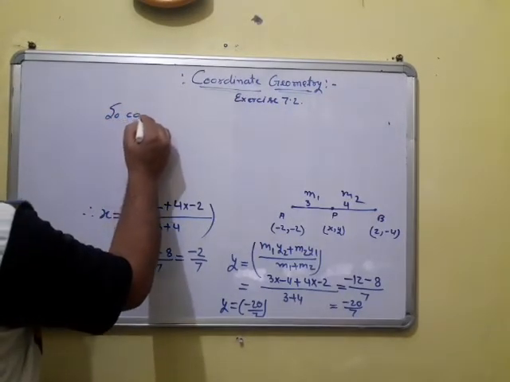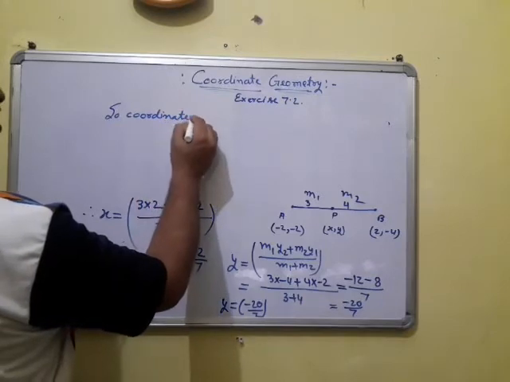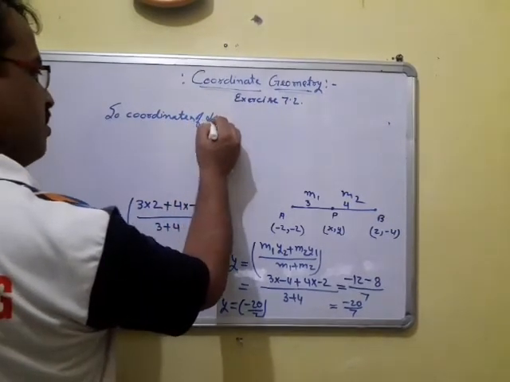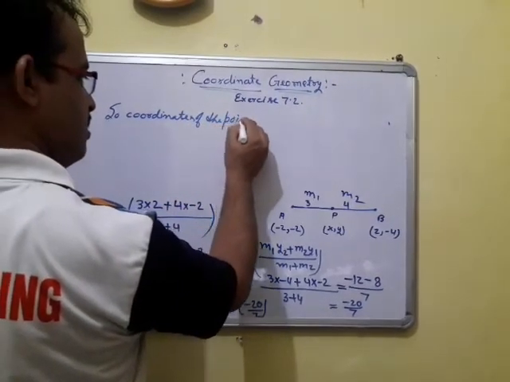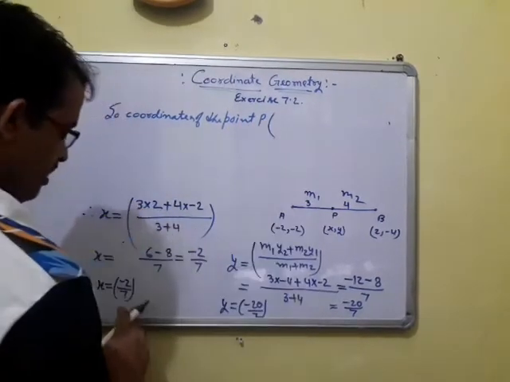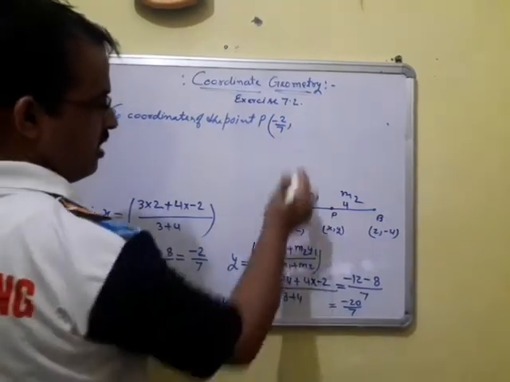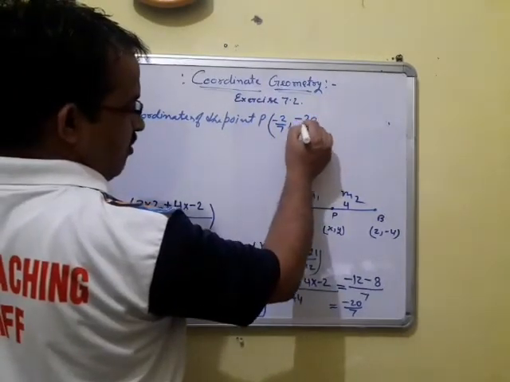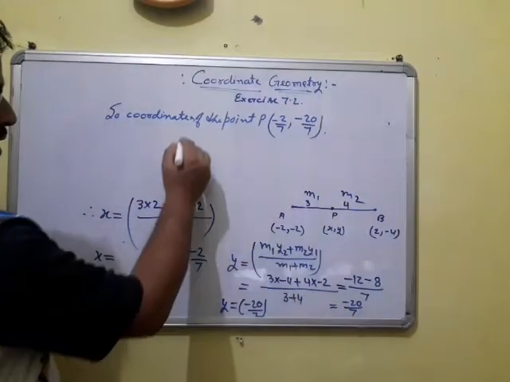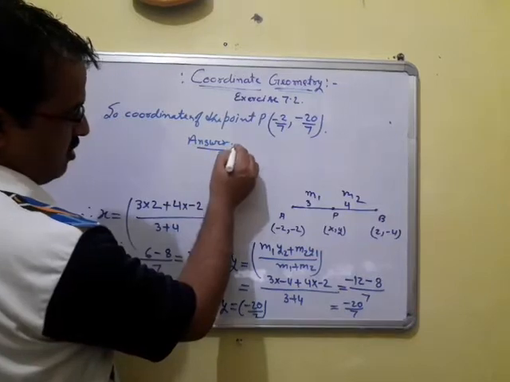Coordinates of the point P: x is minus 2/7 and y we get here is minus 20/7. This is your answer. Clear?